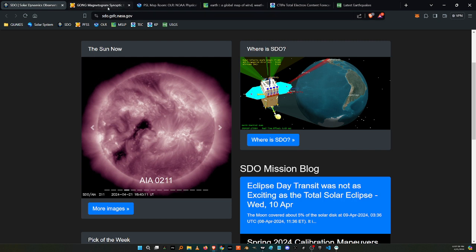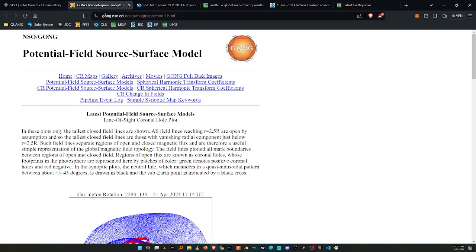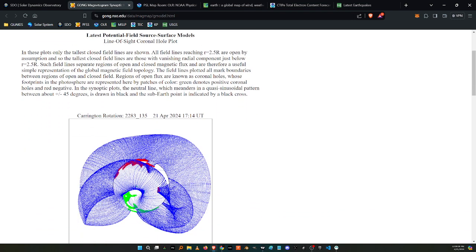So next thing, it's not really necessary, but I like to go to gong.nso.edu. And this is basically a model. It's not an actual streaming of data. It's a model based on mathematical formulas and stuff like that. And it gives us an idea of these blue areas are the sun's corona. And the areas where you don't see the blue, that's a coronal hole. So this coronal hole we're looking at, whenever you see green, that means it's of positive electromagnetic influence. So it's an extension of the solar polar field. It's a positive electromagnetic influence. Not too big of a thing, but I like to look at that.